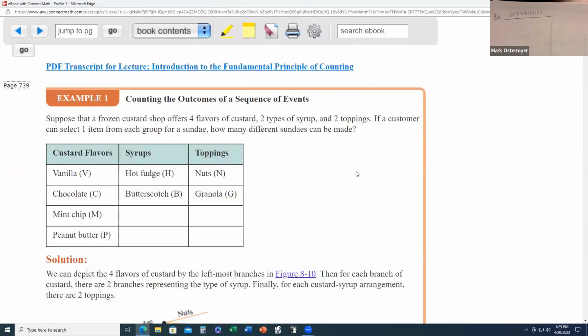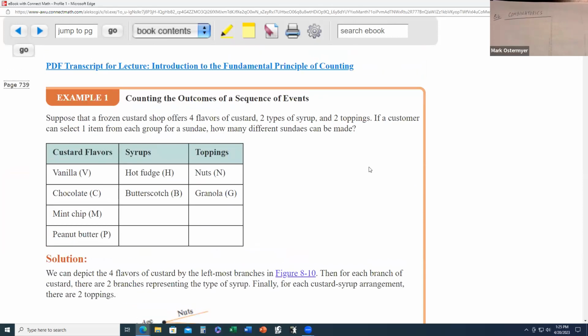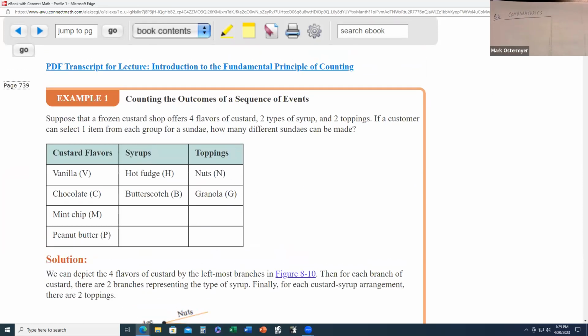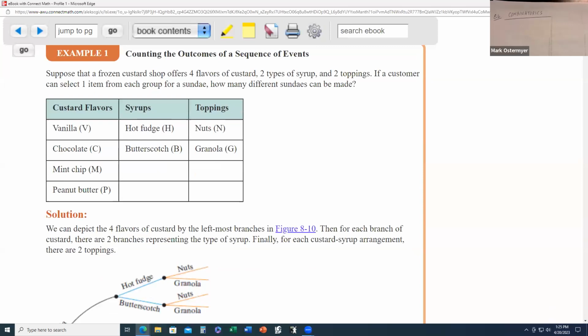All right, we're going to begin with example 1. Check this out. Suppose that a frozen custard shop offers 4 flavors of custard, 2 types of syrup, and 2 toppings. If a customer can select one item from each group for a sundae, how many different sundaes can possibly be put together? Well, we got 4 different custard flavors: vanilla, chocolate, mint chip, and peanut butter. And we have 2 syrups: hot fudge, butterscotch. We have 2 toppings: nuts and granola.